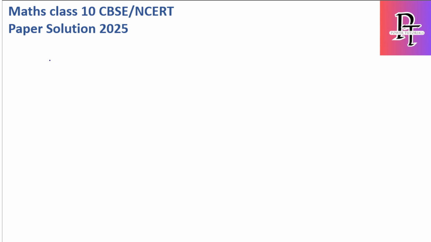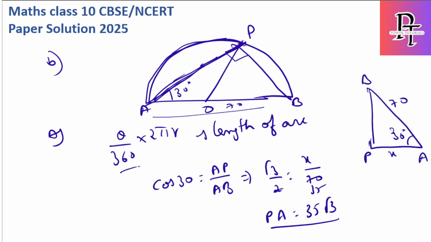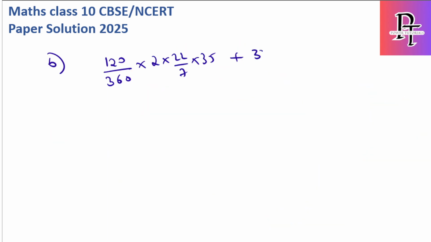So for B part, the answer is theta is here 120. So it is 120 by 360 into 2 into 22 by 7 into radius is 35 plus the length we already got, how much? 35 root 3. So 12 ones, 12 threes. That's it. So this becomes 44 into 35 by 7, 3 is a 21, plus 35 root 3.